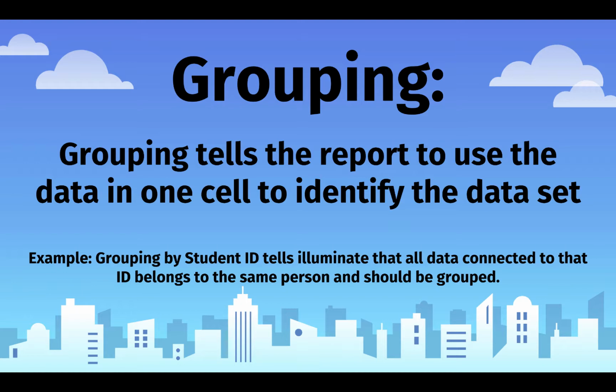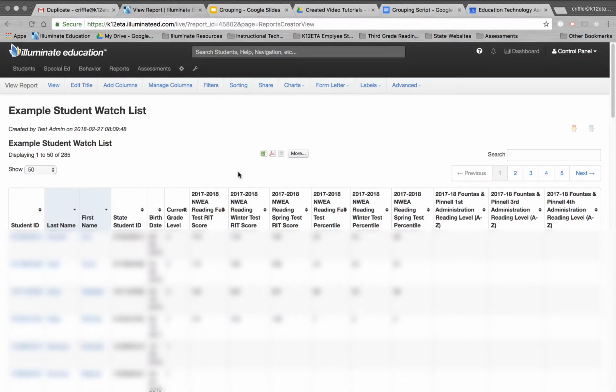Let's go ahead and log into Illuminate, look at a custom report, and I'll show you how to add grouping to a custom report. So now you've loaded up a custom report that you want to add grouping to, and if you are the author of this report or if you have editing rights, in the gray bar here that changes, you will see all the way across an advanced option.